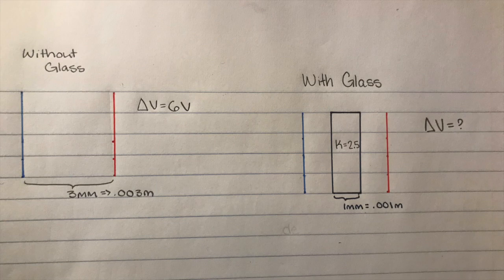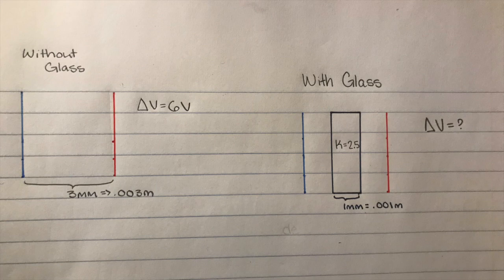Now we can start thinking about how to solve this. What has changed? We've introduced an insulator into our system. Does that change the electric field? Yes, the space taken up by the glass slab changes the electric field. How? Well, first we'll have to find the initial electric field.